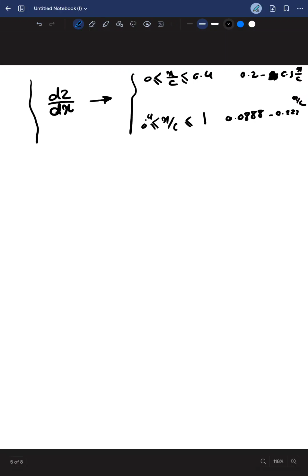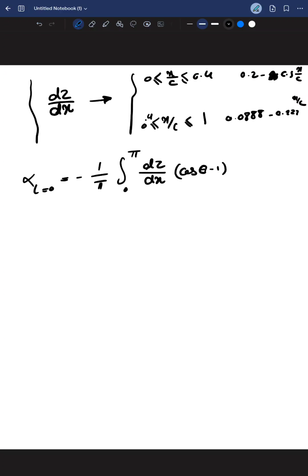If you recall, the equation for zero lift angle of attack was this: negative 1 over pi, integral from 0 to pi, or 0 to c, depending on your coordinate system, of dz/dx times (cosine theta minus 1) d theta.